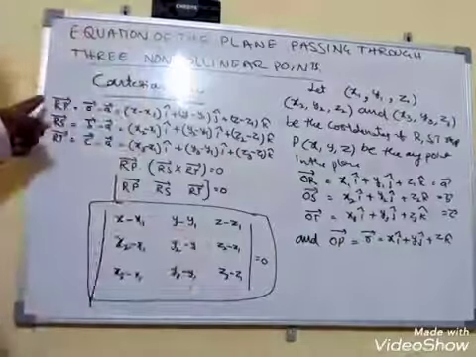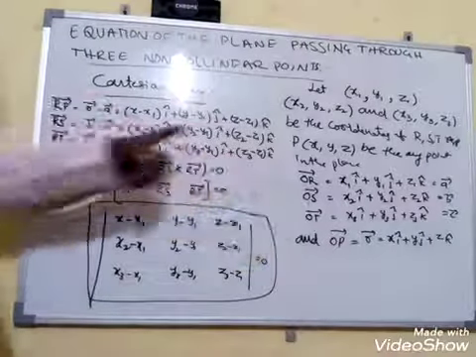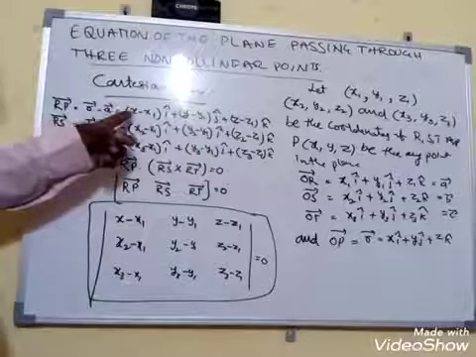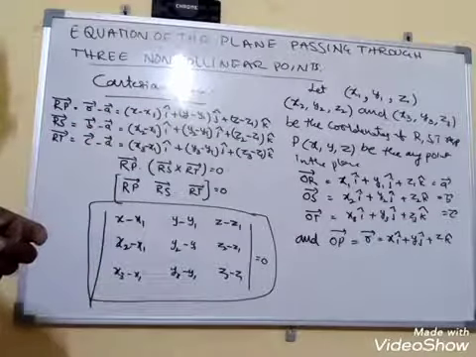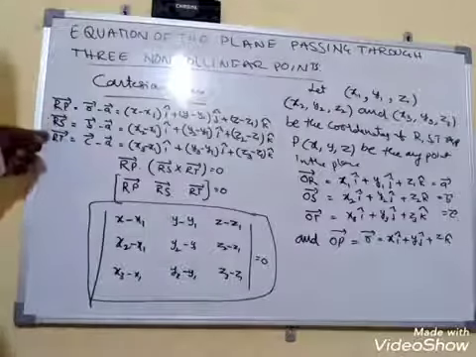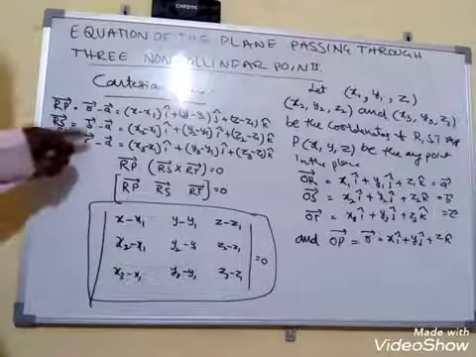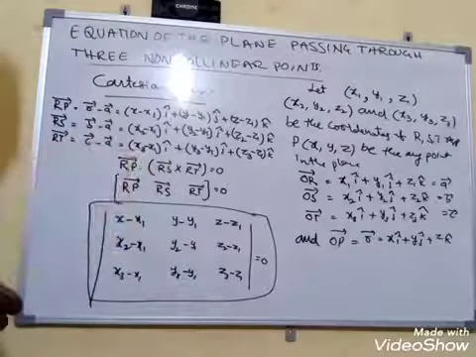Now what are you going to get? Rp bar is nothing but R bar minus A bar. If you solve it and take common, you are going to get (x minus x1) i cap plus (y minus y1) j cap plus (z minus z1) k cap. Similarly, Rs bar and Rt bar you are also going to get. Now what is the equation of the plane we derived? Rp dot Rs cross Rt is equal to 0.